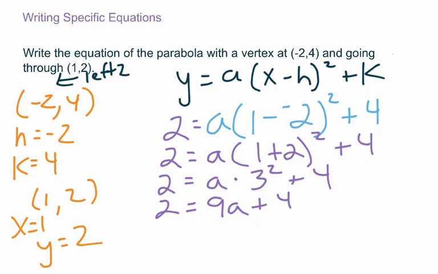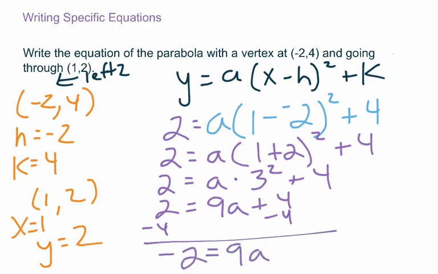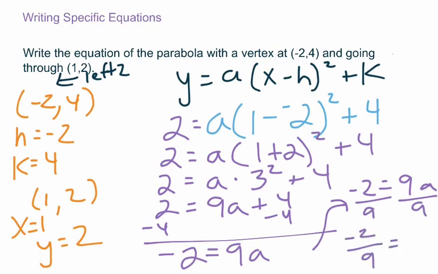I want to get the a by itself, so I'll subtract 4 from both sides and get -2 equals 9a. Then we divide both sides by 9, and I get -2/9 equals a. Don't freak out over that, okay? Now I have my value for a, and so now I'm going to give back the x and the y.